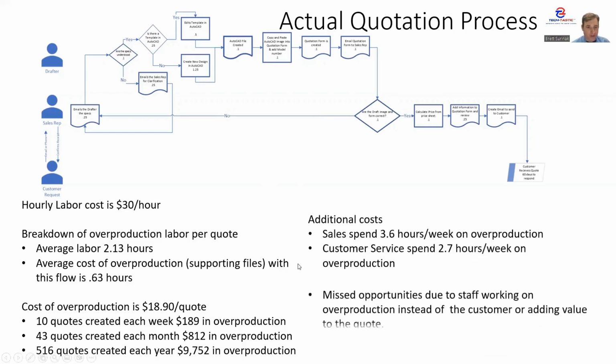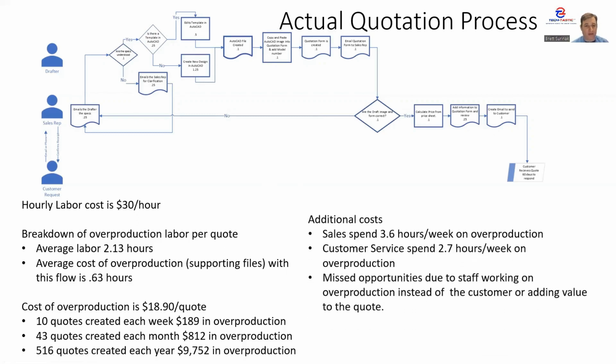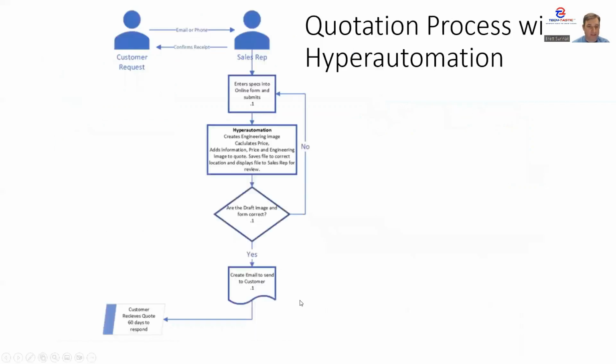So a few of our additional costs here: because sales is doing about 10 quotes a week, they're spending about 3.6 hours a week on just overproducing these emails and resaving these forms. Customer service is spending 2.7 hours a week on overproduction of files. So we have a lot of missed opportunities here for staff working on overproduction instead of really adding value to the quote and to the customer.